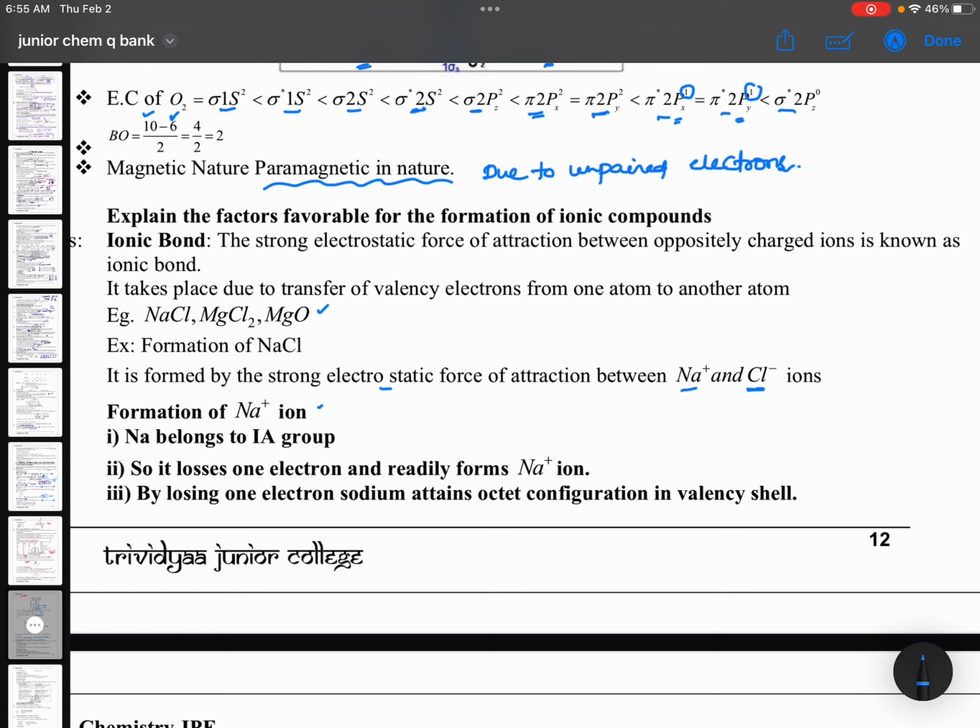How is Na+ formed? Formation of Na+ ion. Sodium belongs to group 1A, so it loses one electron and readily forms Na+ ion. By losing one electron, sodium attains the electronic configuration of a noble gas. Octet configuration is obtained. Right? So we are discussing favorable conditions for the formation of ionic compounds.